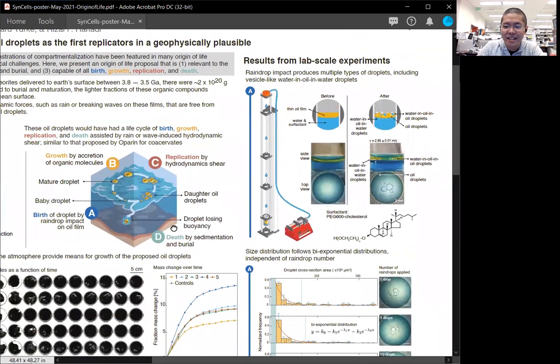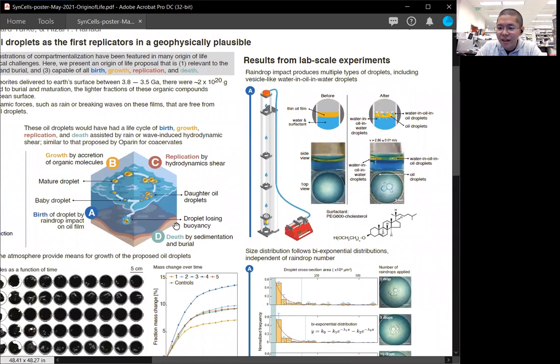So to test this model, we create a laboratory scale experiment. Here we have a rain simulator with a beaker representing the oceans, water with surfactants, and thin organic films. What's interesting here is not only do we observe oil droplets produced as the thin organic film falls apart, but various kinds of droplets are produced.